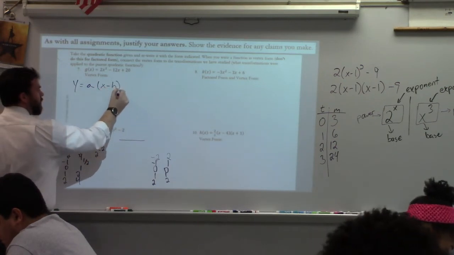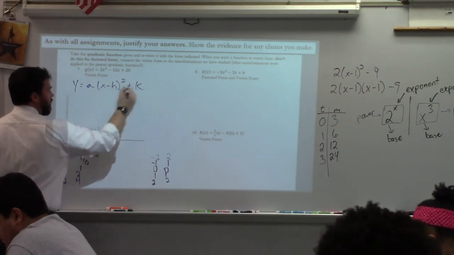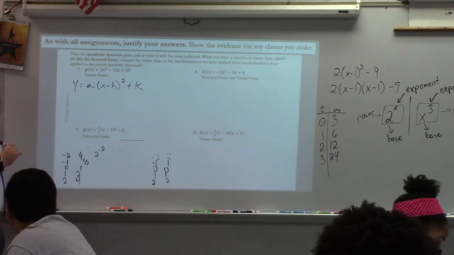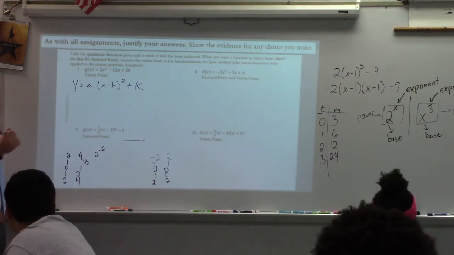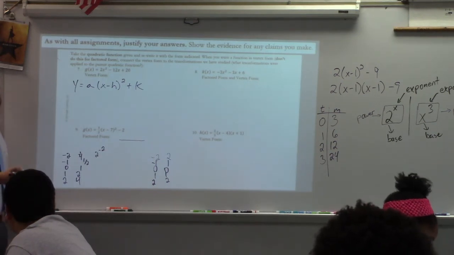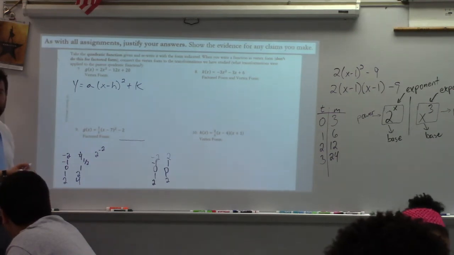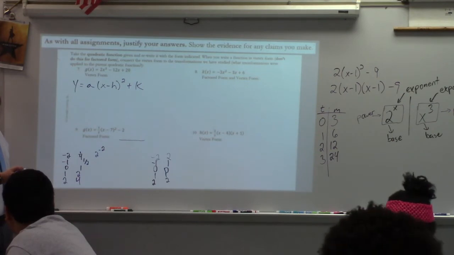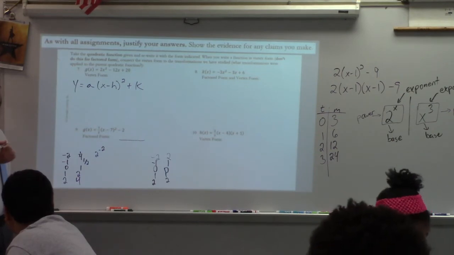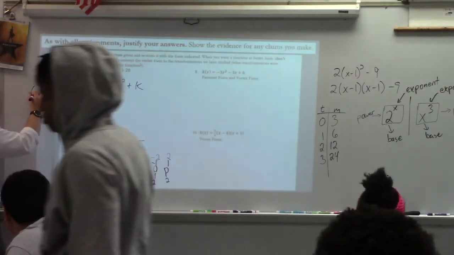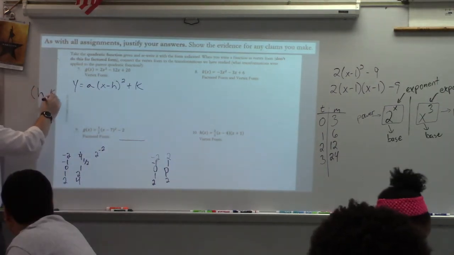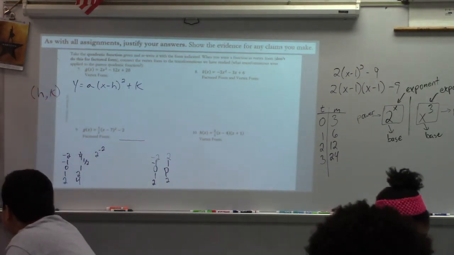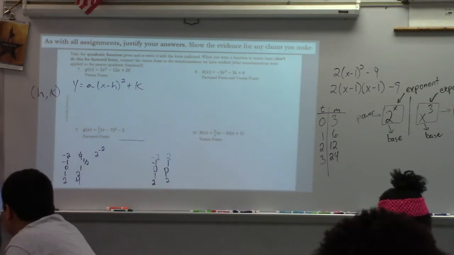X minus 8 squared. Okay. That's it. Not quite, and it's not it, but you've got to recognize: what do I need for that equation? I need my vertex. What is the vertex? That's going to be the h, k. What else do I need?